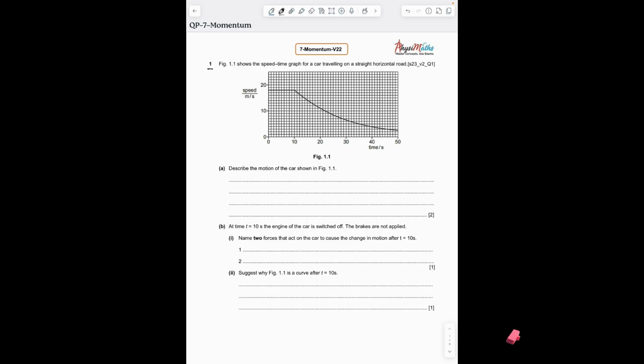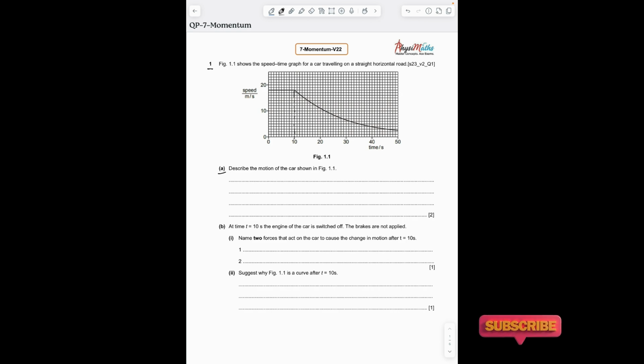So question number 1, figure 1.1 shows the speed time graph for a car traveling on a straight horizontal road. What you have to do is describe the motion of the car shown in figure 1.1. If you check the motion for the first second, the graph is horizontal.